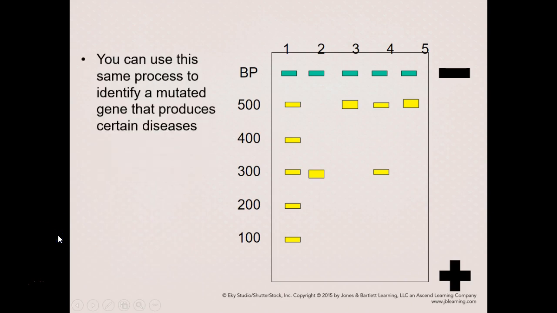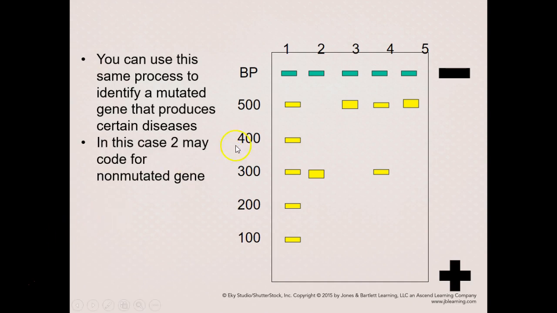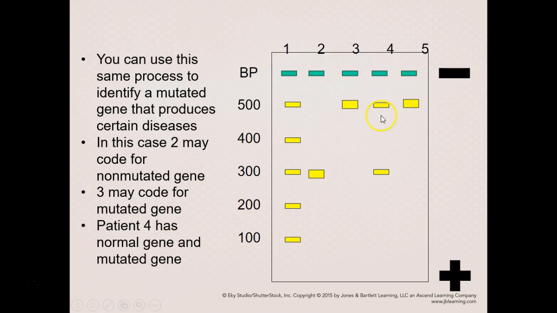So we can do this also looking at genes. So the genes in a patient. Think about if you have a disease that is common in your family and you want to know what's the chance that I might have this disease, or what's the chance that I can pass this disease on to my offspring. In this case, 2 might code for a non-mutated gene, whereas 3 might code for a mutated gene. And in that case, patient 4 has a normal and a mutated gene. Patient 5 has only the mutated gene.